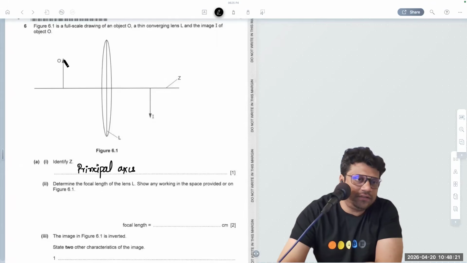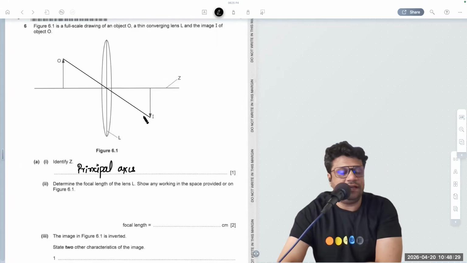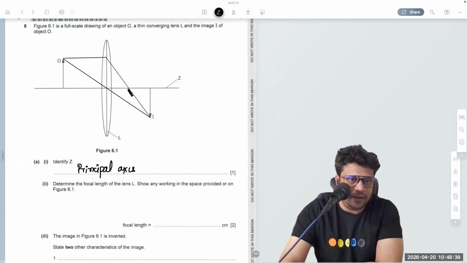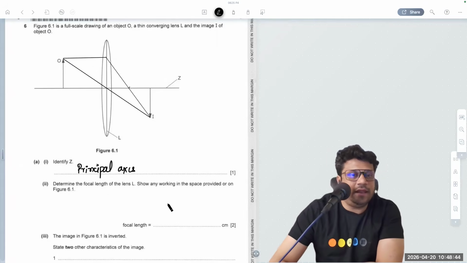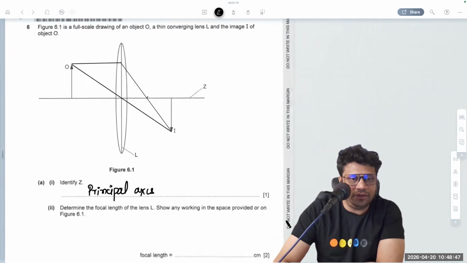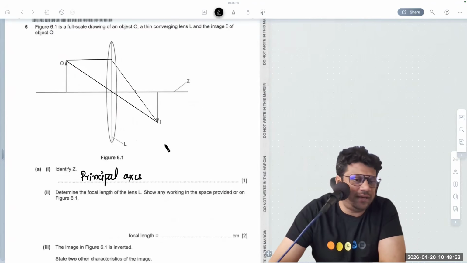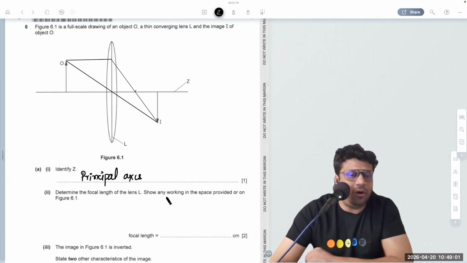So I'm going to use the laws of refraction through lenses that we already know. If a ray of light goes through the center, it goes undeviated. And if it is parallel to the principal axis, it has to cross through the focus. So there, that's the focus. Okay. And then you want to calculate the focal length. Well, I don't have a ruler to calculate it. Must be some centimeters, I don't know. Determine the focal length of the lens. Show any working in the space provided or on the figure.